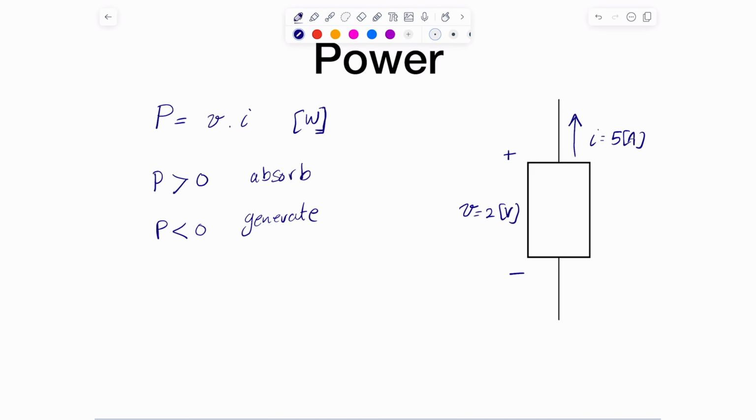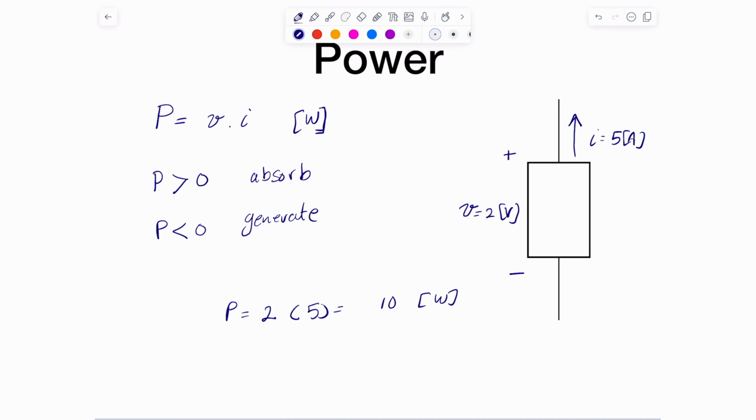In order for me to compute the power that is being used or generated in this particular element, we have to do the following. P is simply V, which is 2, times 5, and I'll get 10 watts. Whether this element is absorbing or supplying, I'll talk about in a minute, but there are 10 watts associated with this particular element.